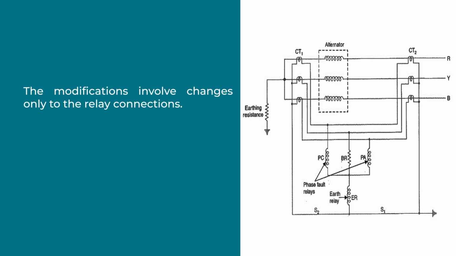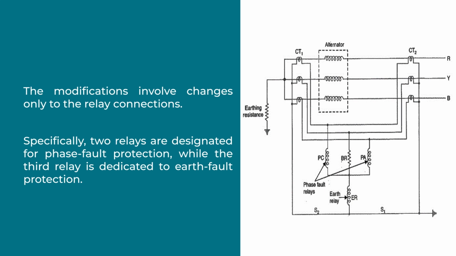So, this is the problem we faced when the neutral of the alternator or rotating machine is grounded through a high resistance winding. Under the modified differential protection, the modification involves a change only to the relay connection. Specifically, two relays are chosen for phase fault protection, while the third relay is dedicated to earth fault protection. The two phase elements PC and PA, along with the balancing resistor, are connected in a star configuration, and the earth relay is connected between the star point and the fourth wire of the circulating current pilot scheme.